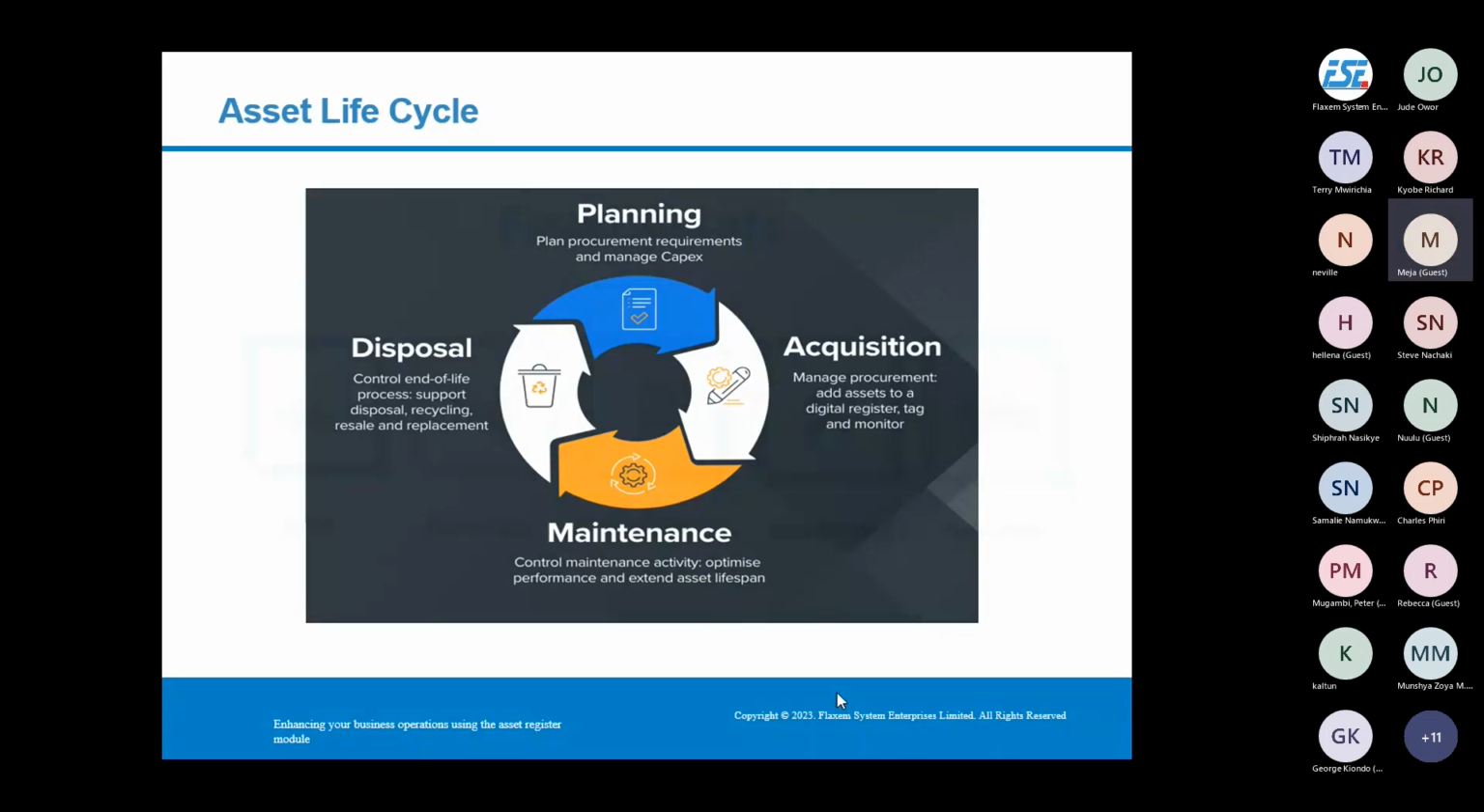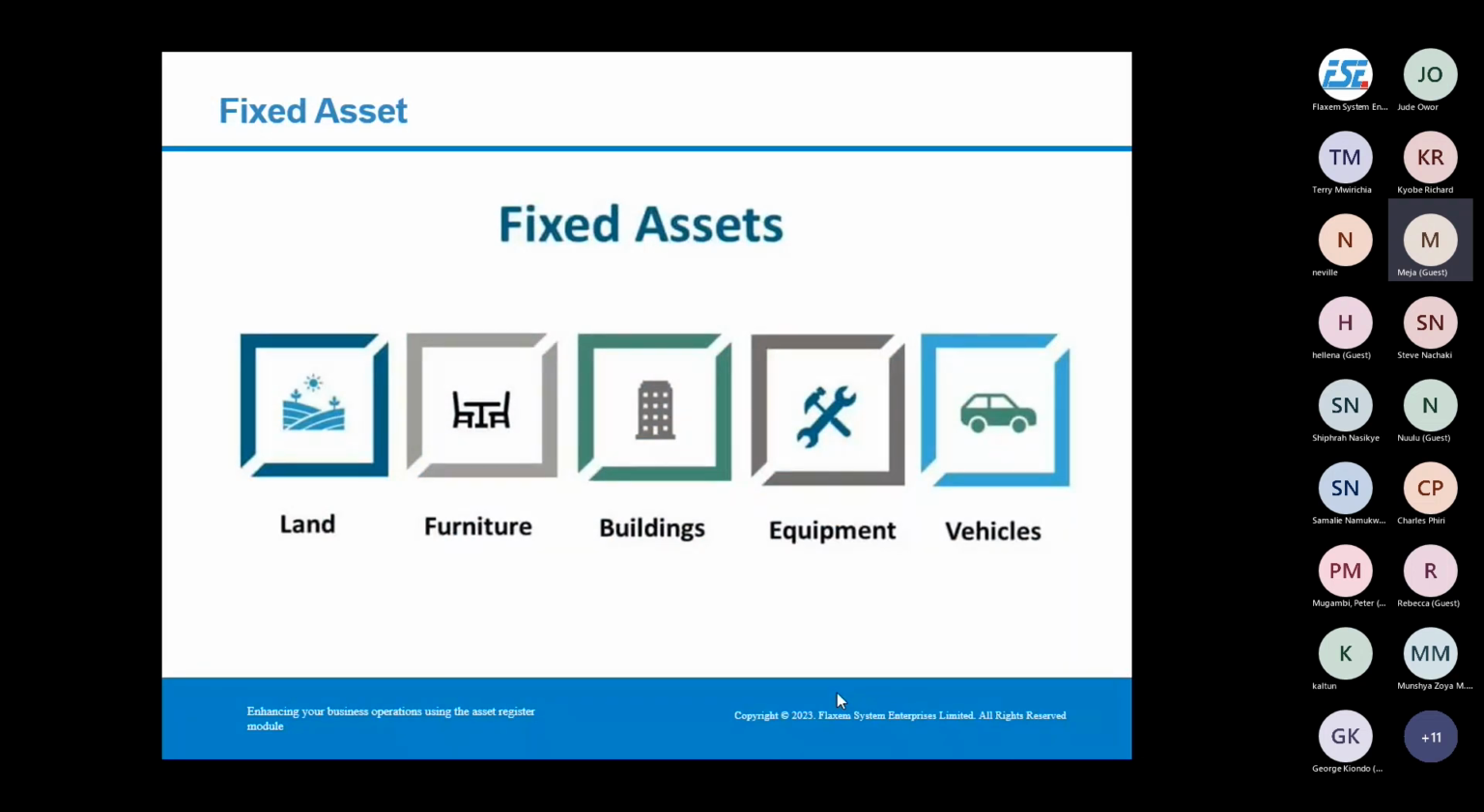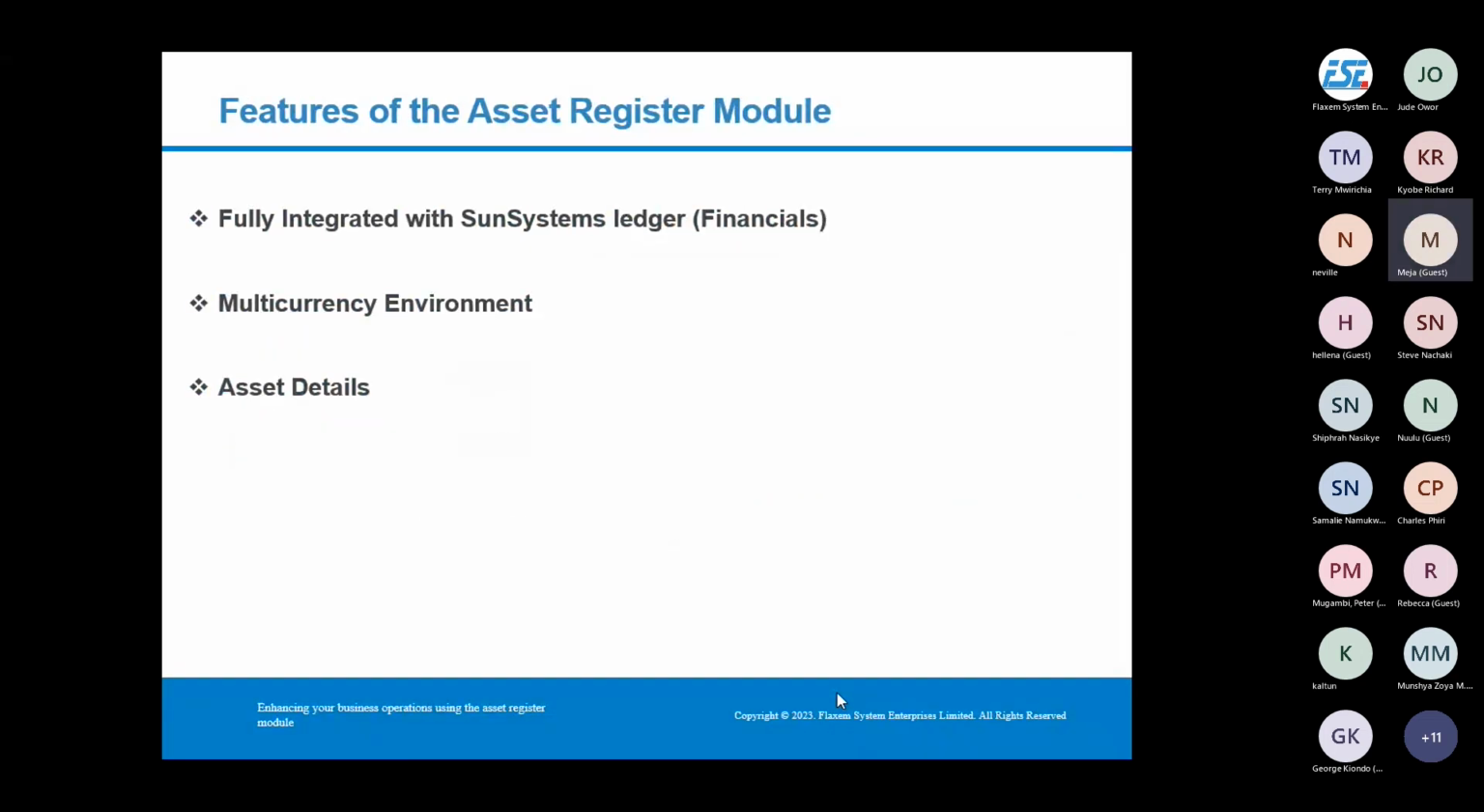So a fixed asset can be land, as I said earlier, furniture, building, equipment, or vehicles. It is there to increase the efficiency of the organization or increase the organization's value. So what are the features in this module? It is fully integrated with the SunSystems Ledger. Whatever activity is performed on the fixed asset module is also affected at the ledger. It also allows a multi-currency environment in which you can do capitalization or depreciation using different currencies.